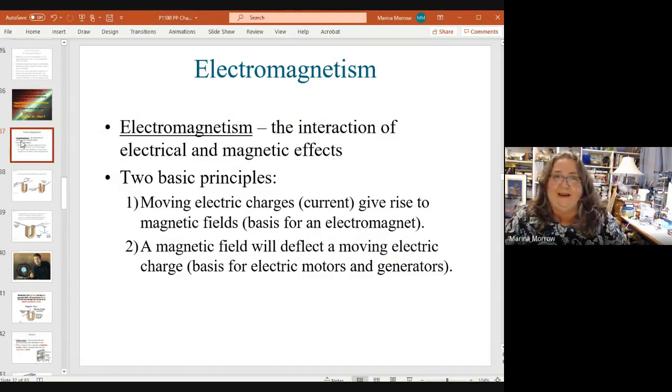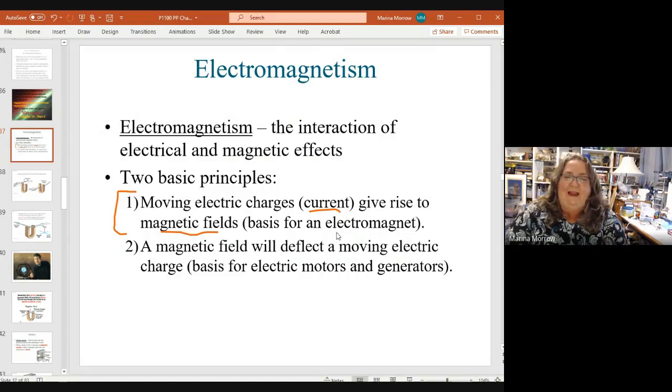Electromagnetism is the combination or interaction of electric and magnetic effects. Two of the principles that we're studying: we just looked at one, which was that moving electric charges, or current, give rise to magnetic fields. So moving electric charges create magnetic fields, and that is what creates an electromagnet.